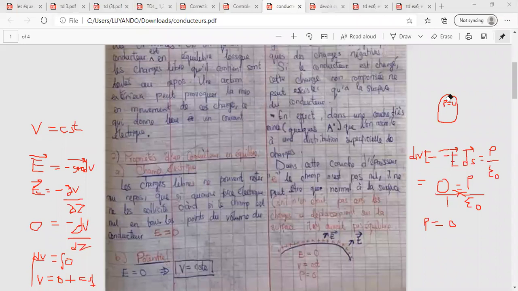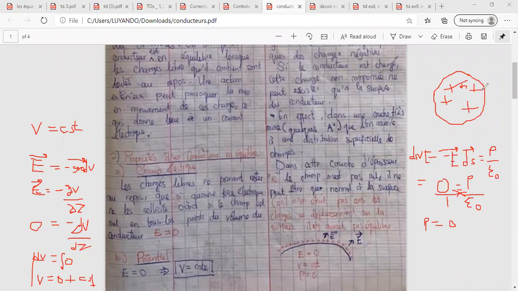Let me just draw that again. So if I have a spheric conductor, or any shape that you want, it can be an irregular shaped conductor. So if I have a spheric conductor and it's positively charged, then inside I have positive charges, infinitely small.